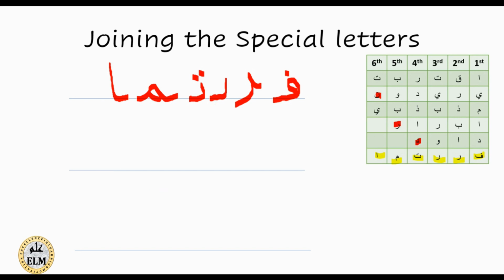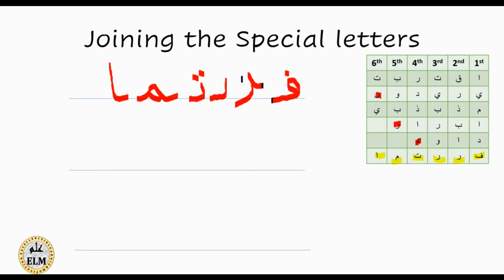Now let's find the joining points. For fa, this is the joining point. Ra is a special letter and it does join on the right, so this is the joining point. It doesn't join on the left, so there is no joining point here. And then the next letter is a special letter as well, and it is coming after the special letter. This Ra is a special letter, this Ra is a special letter, they will not join, so there is no joining point on the right here.